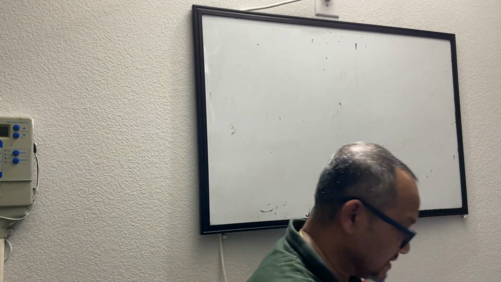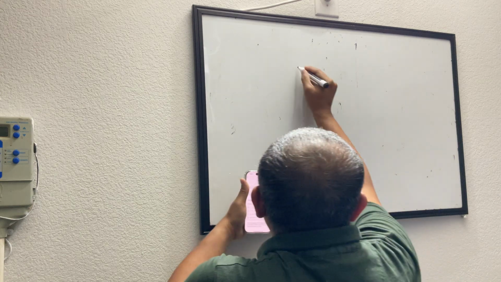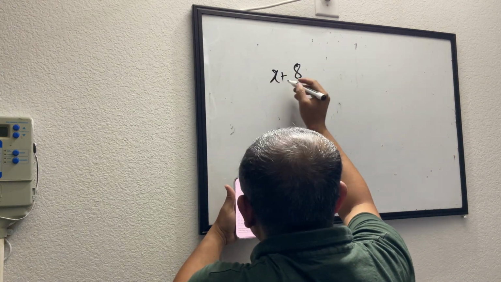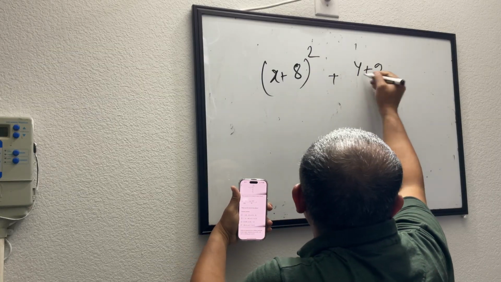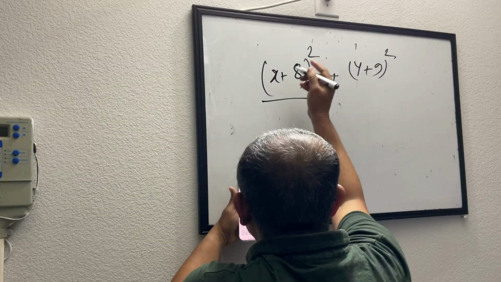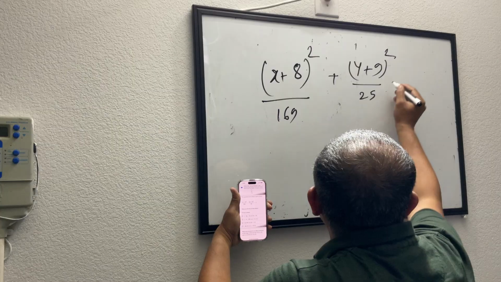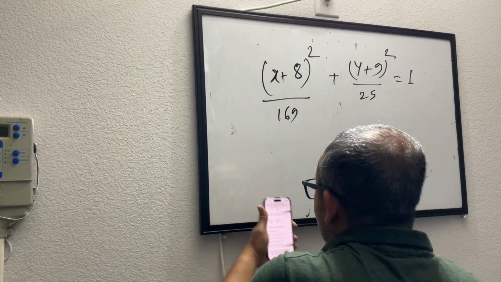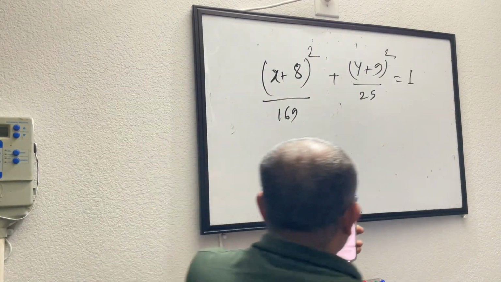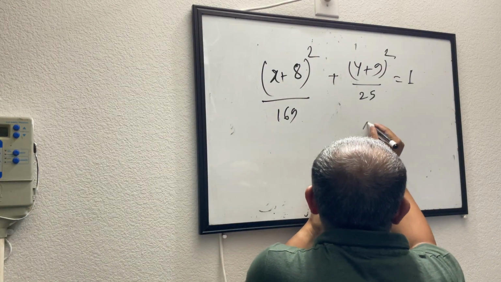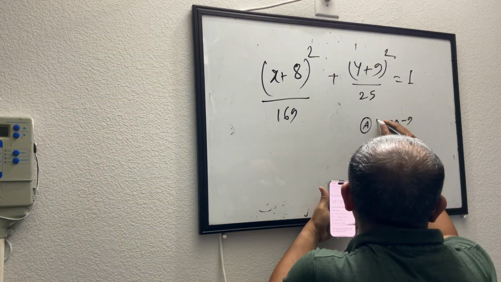The question says the equation of an ellipse is given below: (x plus 8) squared by 169 plus (y plus 9) squared by 25 equals 1. What are the foci of this ellipse? Meaning you have to find the coordinates of the two foci, and here are the options given to you. We will see what you want to solve by solving versus without solving.